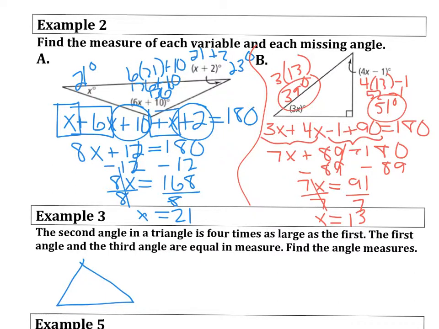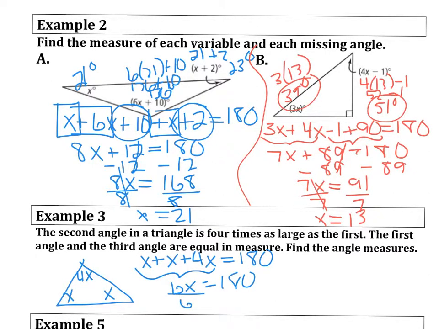So it says the second angle is 4 times as large as the first. If I don't know the first, I'm going to call it x. I'm then going to say, okay, the second angle must be 4 times that. And then later it tells me the first and the third are equal. So then that means the third would match the first, which was also x. So then this is actually pretty easy to solve. Our equation would just be x plus 4x equals 180. And when I total those, I would get 6x equals 180.